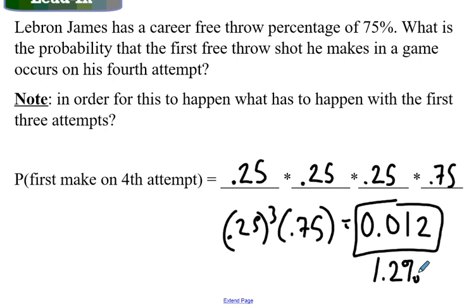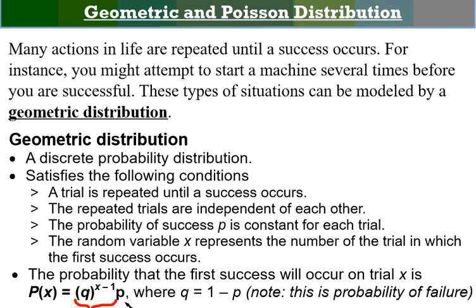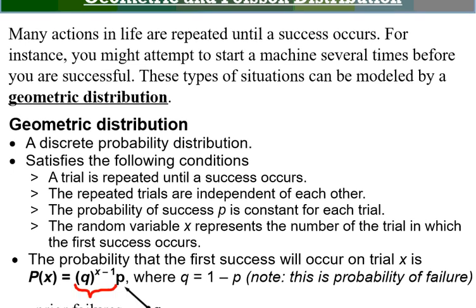This type of situation has a name. It is known as a geometric distribution. Many actions in life are repeated until a success occurs. For instance, you might attempt to start a machine several times before you are successful. And then once you're successful, there's no point in continuing, so we stop. These types of situations are called a geometric distribution.